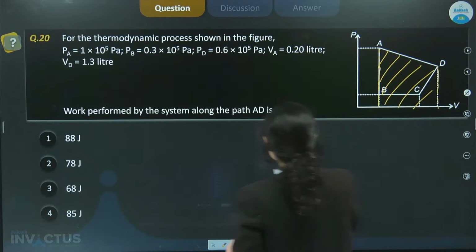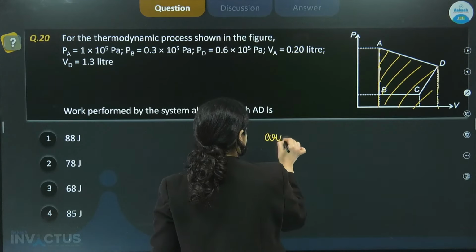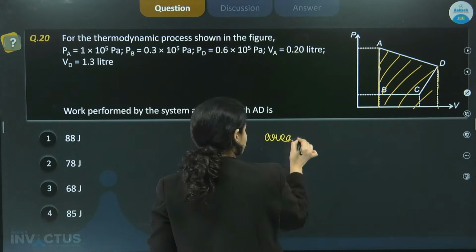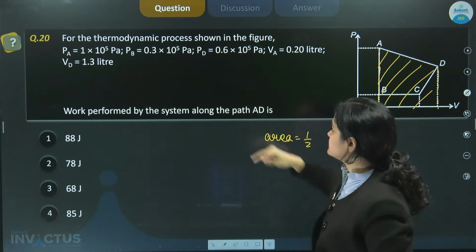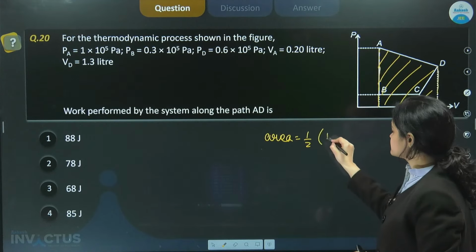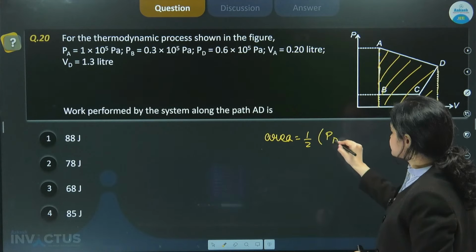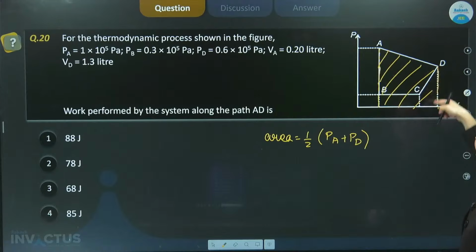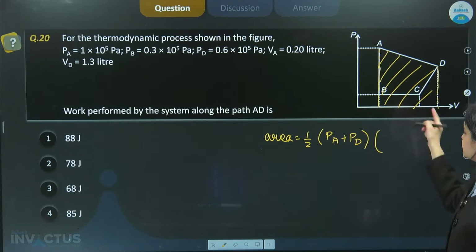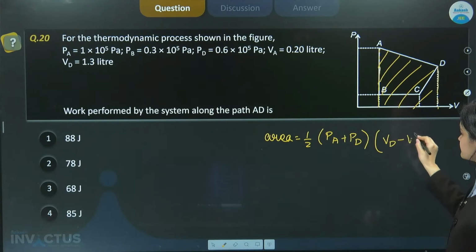So I can write, area is going to be the area of this trapezium. हमें pressure A का दिया है, D का दिया है, then volume A and D का दिया हुआ है. So we can write this as sum of vertical sides PA plus PB, PD, PA plus PD, and this turns out to be VD minus VA.